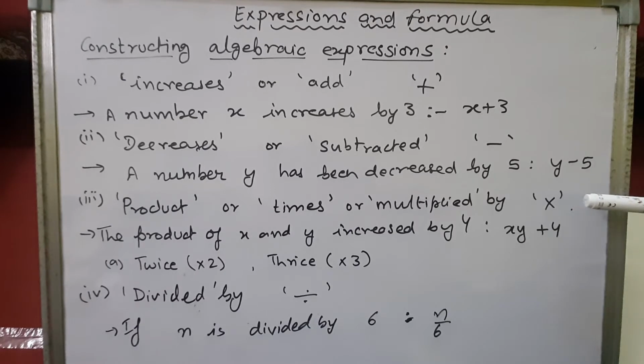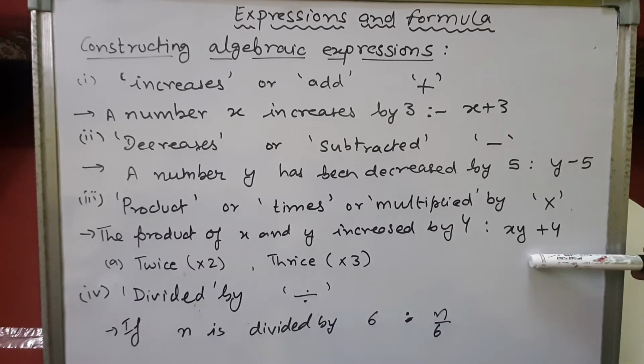Let's see the third point. In the third point is written the product or times or multiplied by. Whenever we see that it is written the product of two terms, or suppose 10 times a number, or 9 times a number, or it is written multiplied, suppose 4 is multiplied by a certain number, then we are going to use the multiplication sign. That means product, times or multiplied by used, that means we have to multiply.